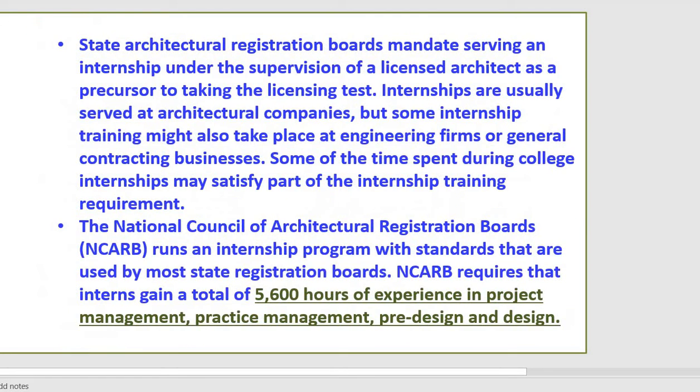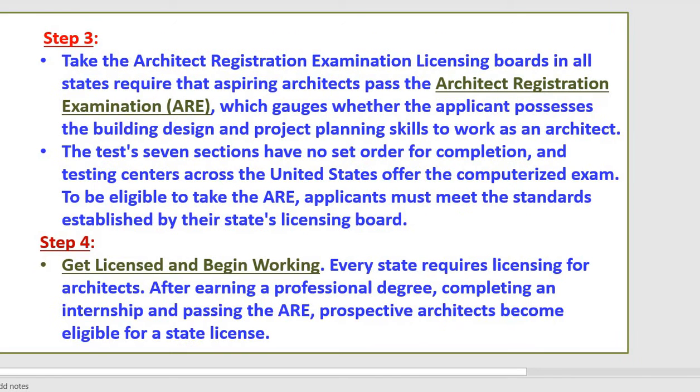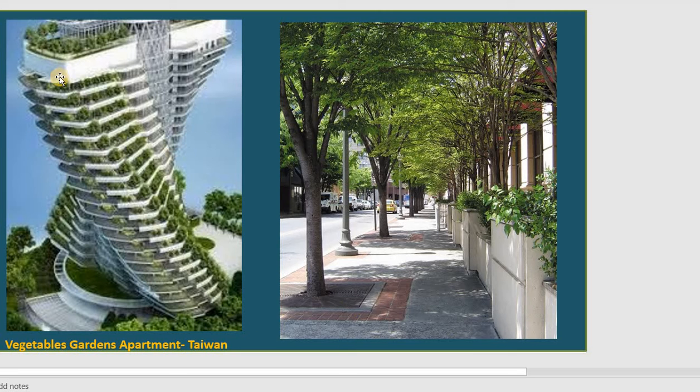And after that, you can go on with work and apply for the exam. Usually, some people have a total of 5,600 hours of experience. Projects include management, practice management, pre-design or redesign. That means professional work before you apply for the credits on LEED. Step 3, you need to take the exam, and step 4, you need to get the license and begin working. After that, I have more examples for you to see of LEED design.